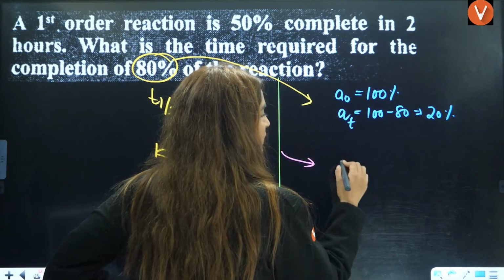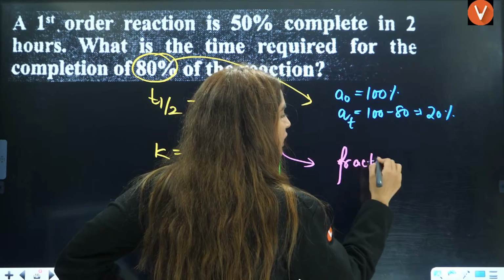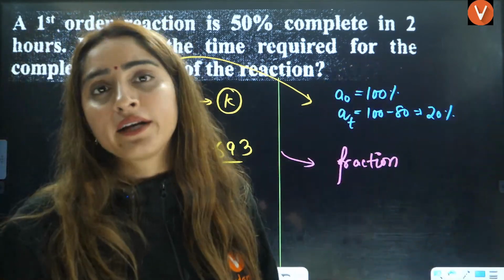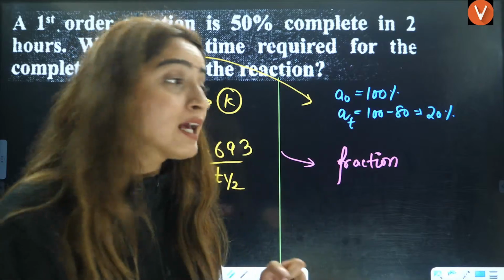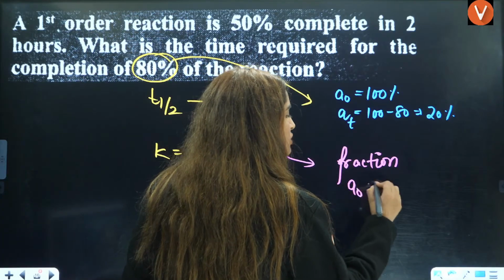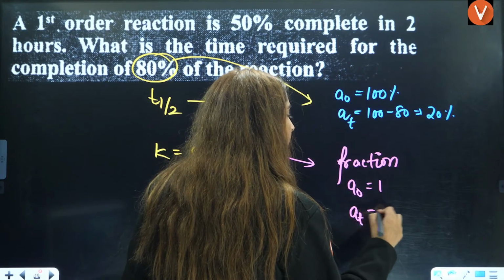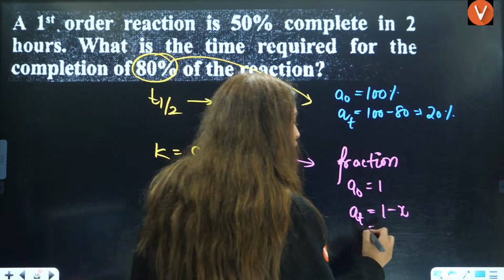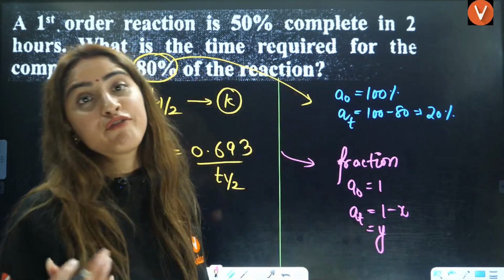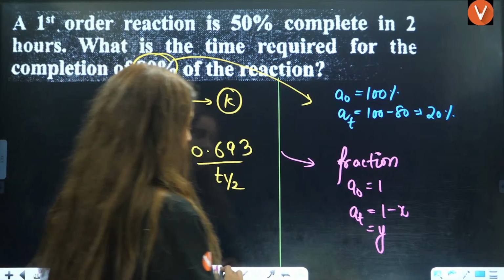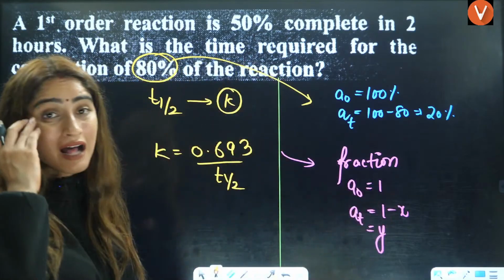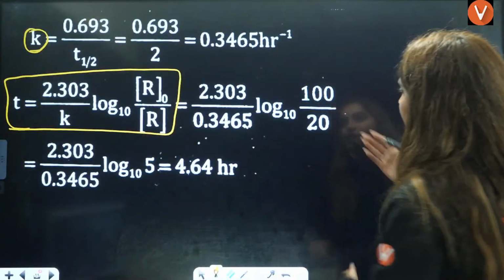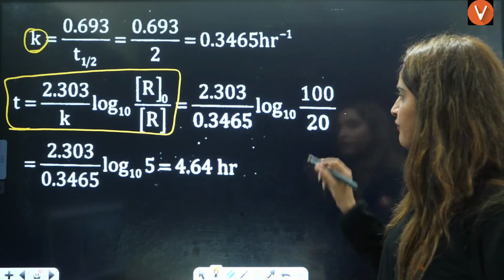Now, if it is given in fraction, let's say they have given 3 by 4th is completed, or 3 by 4th is left behind, then always you will take initial concentration as 1 and final will be 1 minus x, whatever is consumed, or final will be y, whatever is left behind, right? So that is the main important thing for all of you to answer correctly. So here when you apply this formula, initial is 100, final is 20, what is left behind, right?